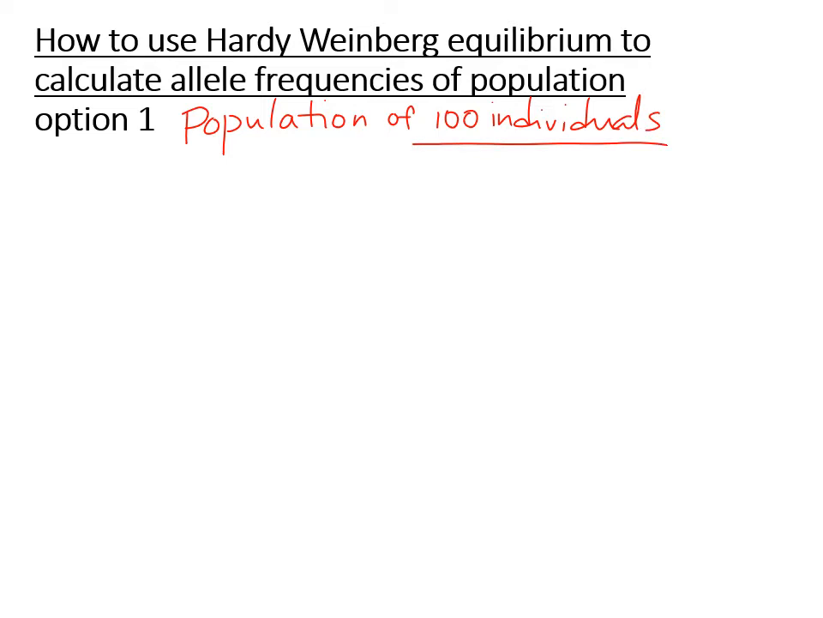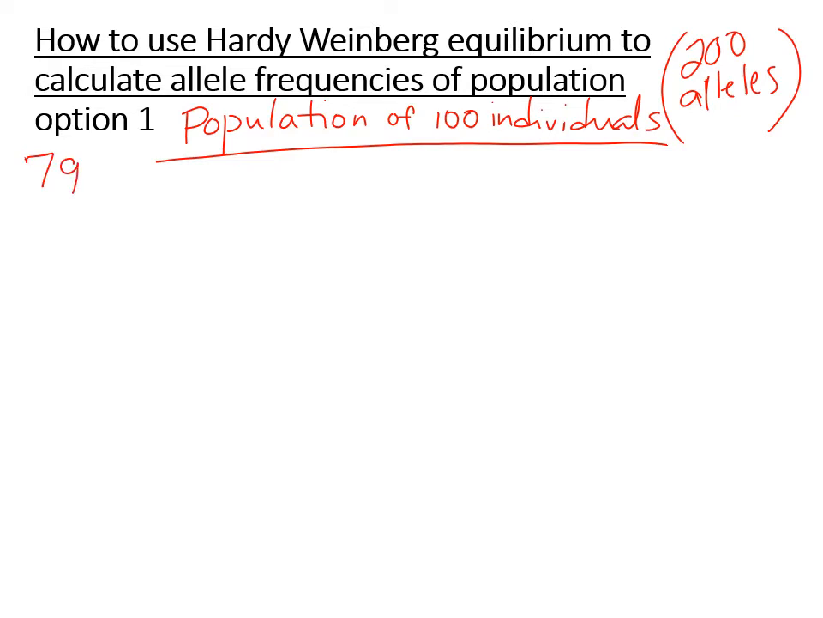Now, keep in mind, because we're talking about genotypes and alleles, if you have 100 individuals, each of those people has 2 alleles for the particular trait that we're looking at, because you get 1 allele from mom and 1 allele from dad. So 100 individuals means 200 alleles. I'm going to write out the frequencies of the 3 different genotypes.